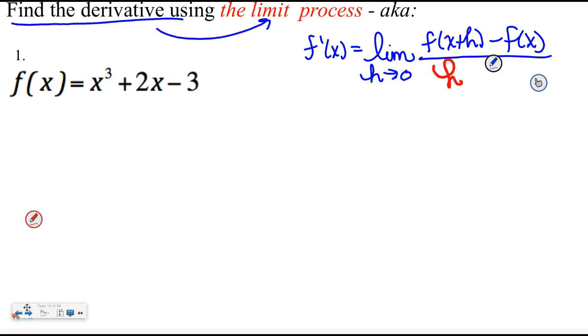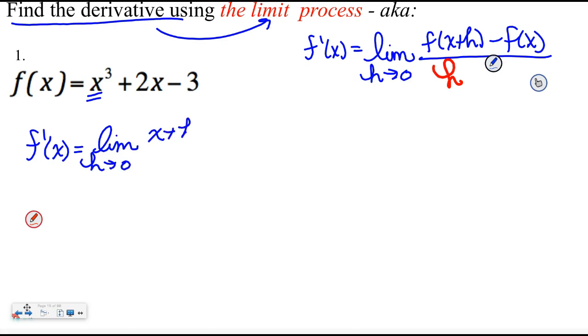So I'll start this one. I don't know if I'll finish it. I'm mainly starting this one for the expansion of x cubed. So my derivative, a function that's going to give me the slope of the tangent line anywhere on the curve, is going to be equal to the limit as h approaches 0 of f of x plus h.